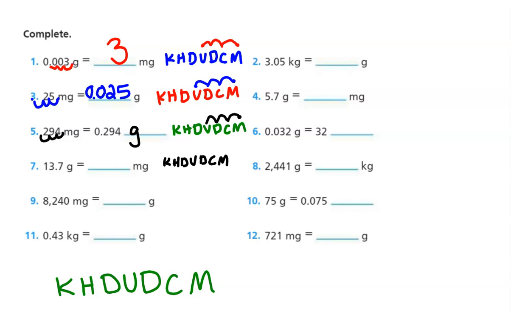But now I've got 13.7 grams to milligrams. Gosh, they're really liking milligrams today, but that's okay. King Henry doesn't usually drink chocolate milk, so I've got 13.7 grams. Grams is where I'm starting, and I want to get to milligrams.